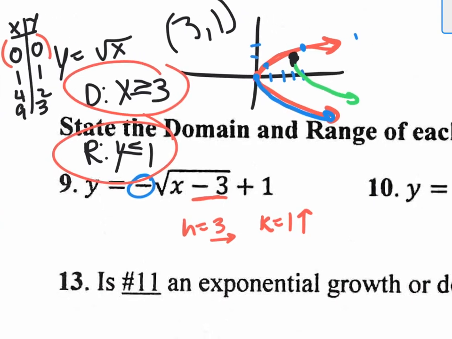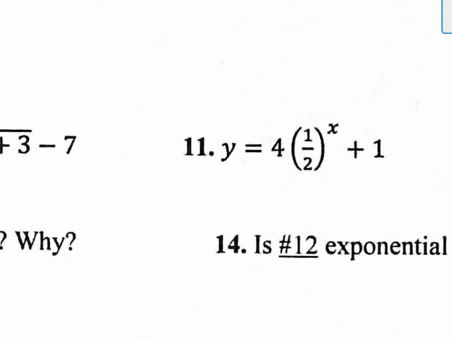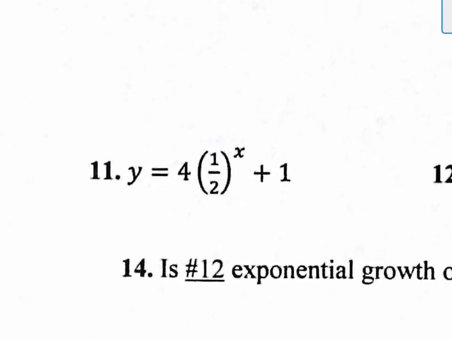Let's move on to number 11. Well, this is definitely not a square root function. What kind of function is this? What does it look like? Obviously, the exponent is a variable, so this is an exponential either growth or decay function. What do you guys say, growth or decay?